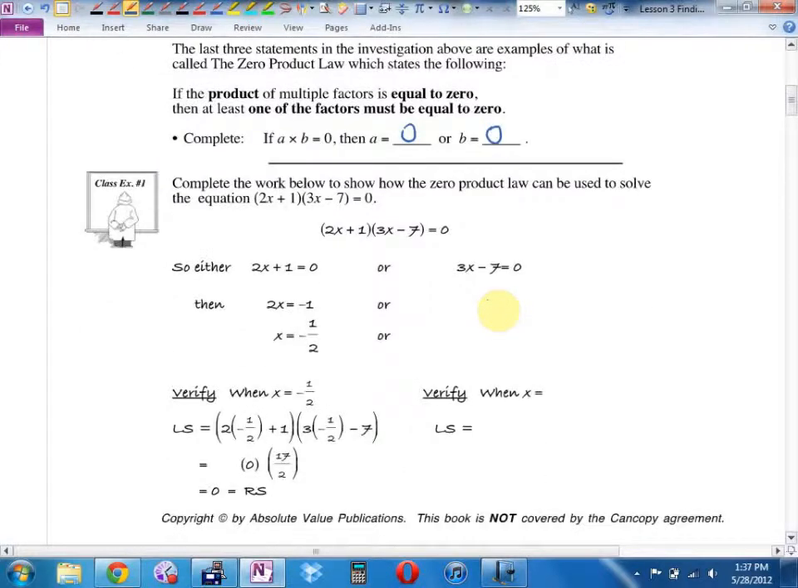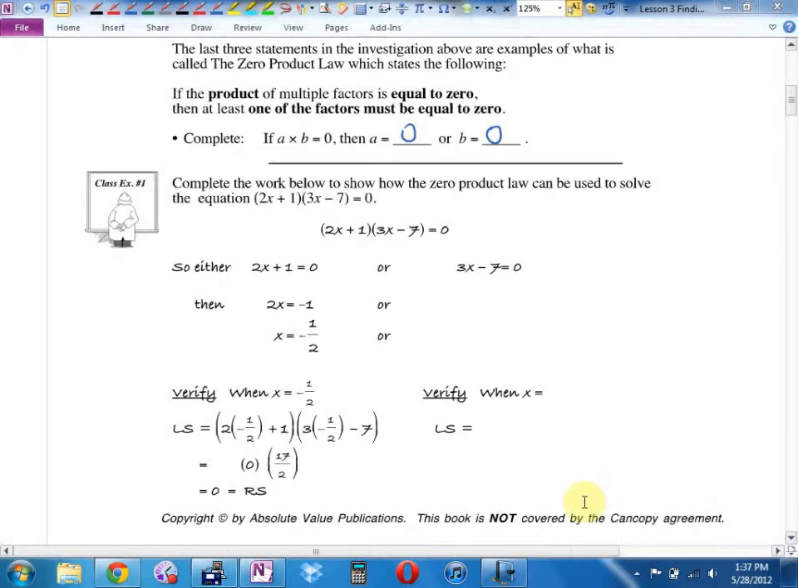So let's suppose I gave you something that factored like this. This factor times this factor equals 0. What are the roots? What are the answers? Well, what you really do is you pick up the first factor.